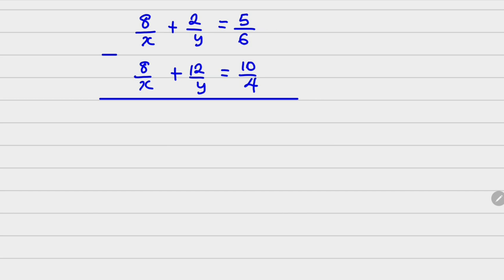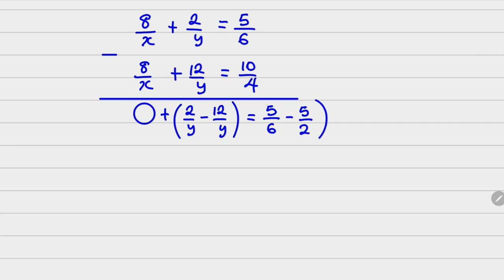So 8 over x minus 8 over x, of course, is 0. So we do not have any problem with that. Then, permit me to write it as 2 over y minus 12 over y. Then here I'm going to have 5 over 6 minus 10 over 4. Or better still, can I just write it as 5 over 2? I think this should be okay. So this is what I have.